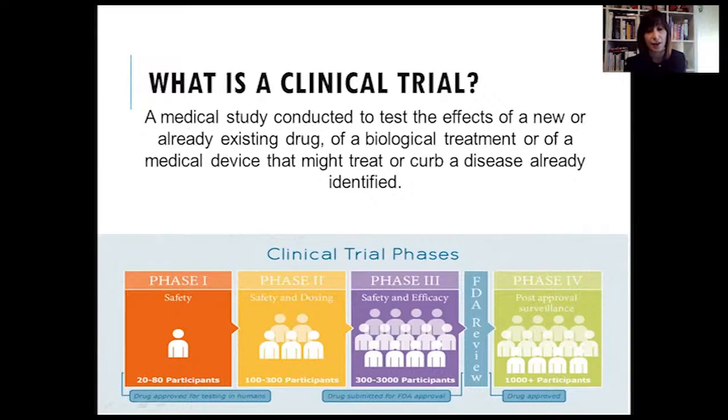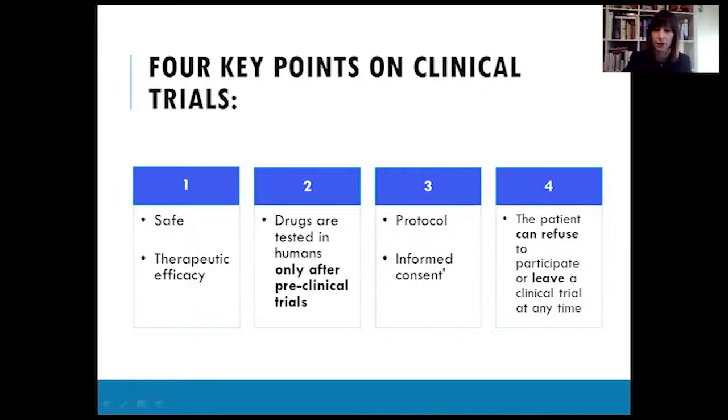Clinical trials are carefully and ethically conducted in order to protect patients against unwanted adverse reactions and to allow collection and accurate analysis of the information concerning the disease. There are 4 main points to know when talking about clinical trials. The first is to ensure that the new treatment to be tested is safe and demonstrate its therapeutic efficacy in a given indication.